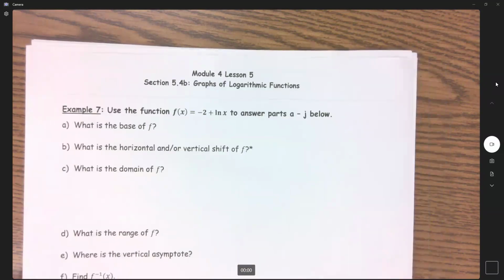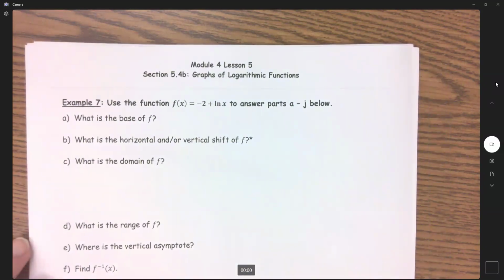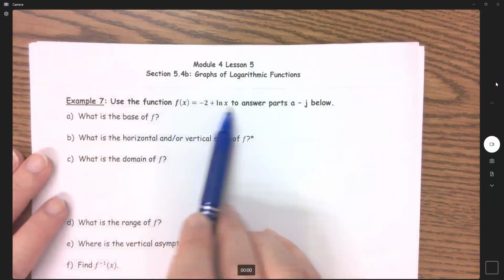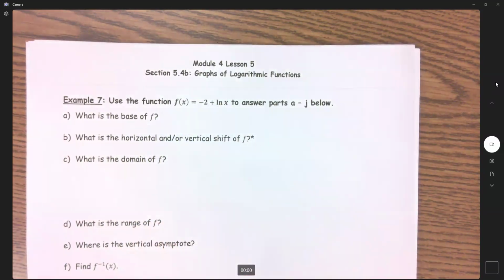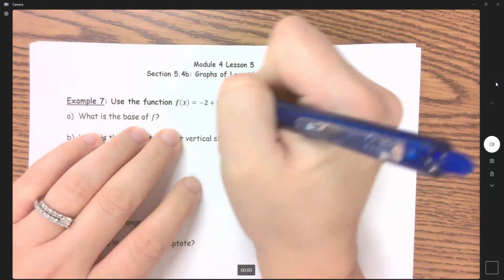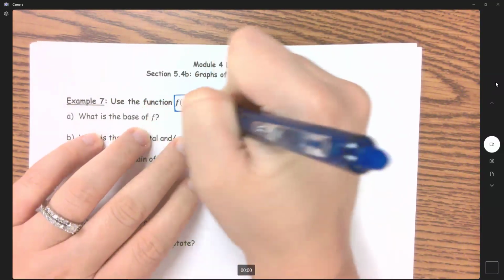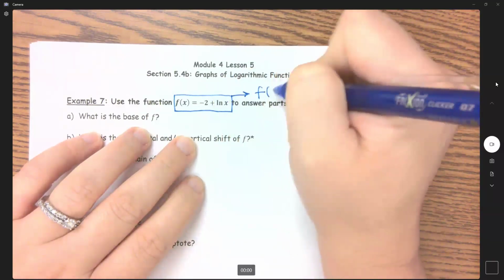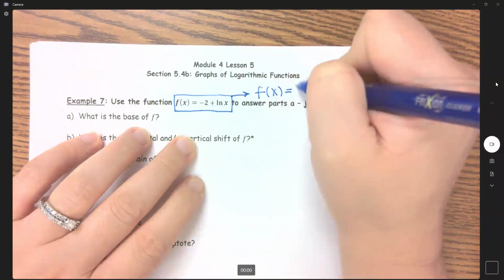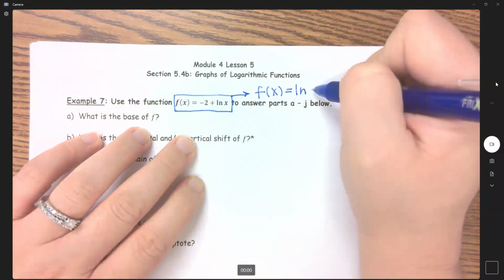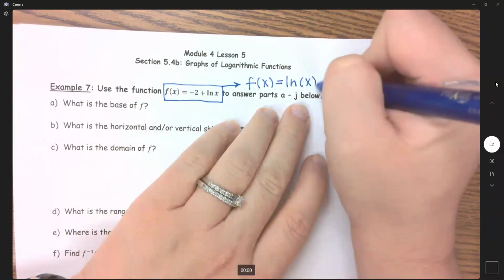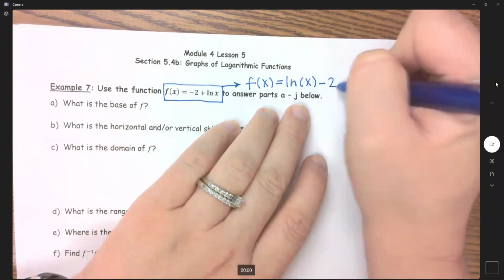Example 7. Same questions. My f of x is written a little differently. If you want to rewrite that, you can. This would be the same as f of x equals the natural log of x. Because there's something behind it, we're going to put x in parentheses and then minus 2.